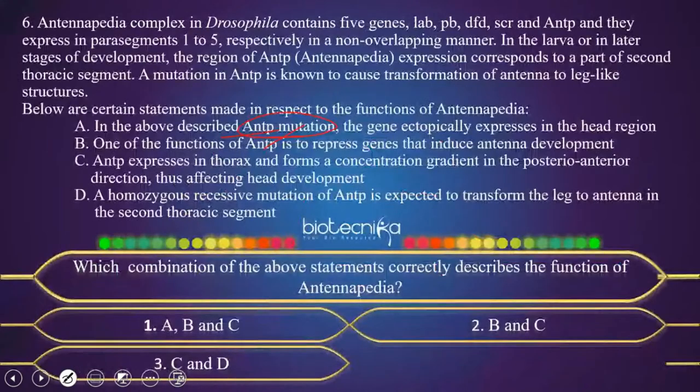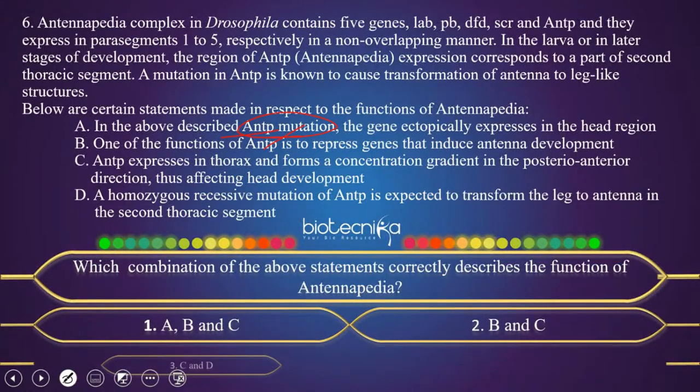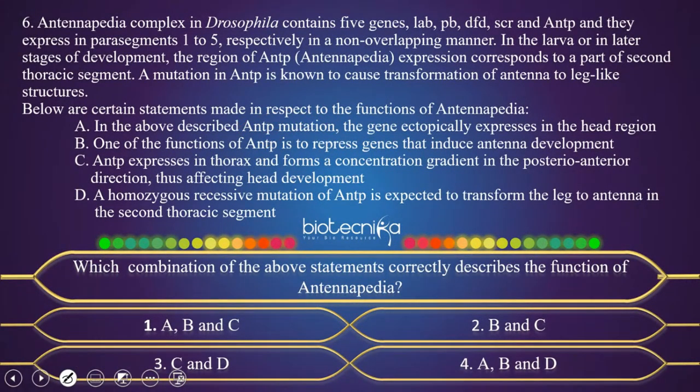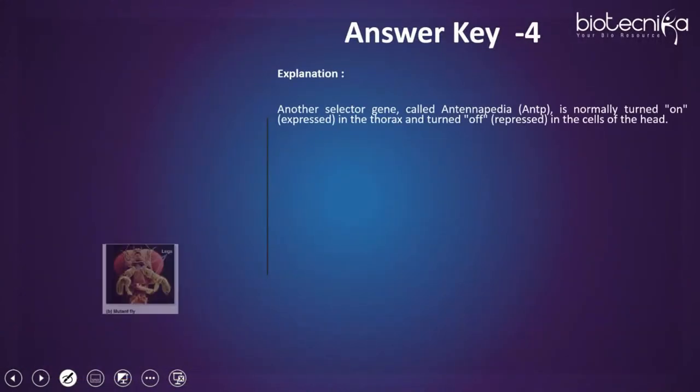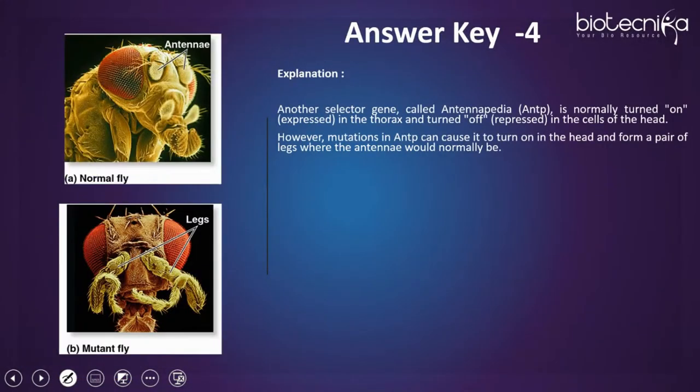So that's why in the above described Antennapedia mutation, the gene ectopically expresses in the head region, correct? One of its functions is to repress genes that induce antenna, correct? A homozygous recessive mutation, this is loss of function, is expected to transform leg to antenna in the T2 segment, the second thoracic segment. That's why the correct choice is ABD. See, this is a normal fly where in the head region antennas are present. But you can see a mutant fly where legs have come out, right?